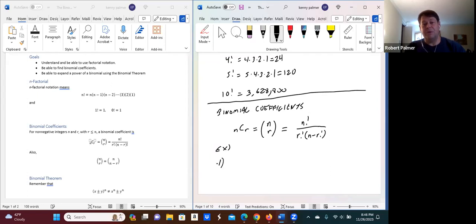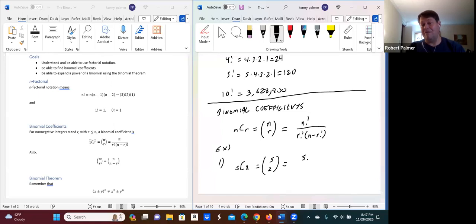So let's do this one. Let's say we have 5C2. It can also be written like this, with parentheses with a 5 over the 2. Now what this means, just follow the pattern.